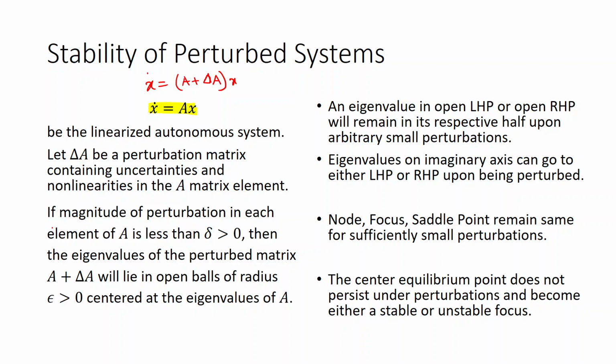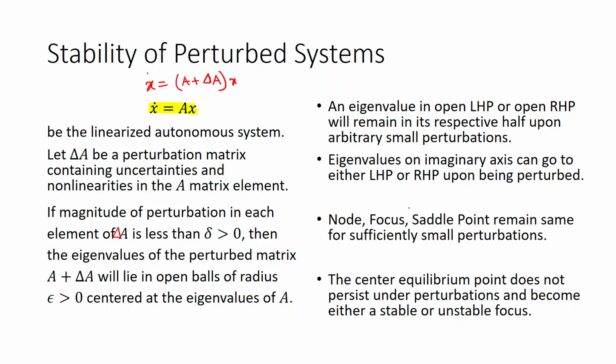Now the theory says this, and this theory is very intuitive in nature, you can also agree to this theory readily. If the magnitude of perturbation in each element of A, that is delta A, is less than some positive value delta, then the eigenvalues of the perturbed matrix A plus delta A will lie in open balls of radius epsilon greater than 0 centered at the eigenvalues of A. So this is too much a lengthy sentence.